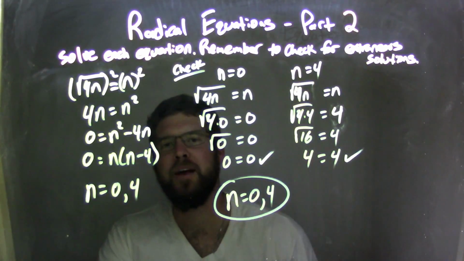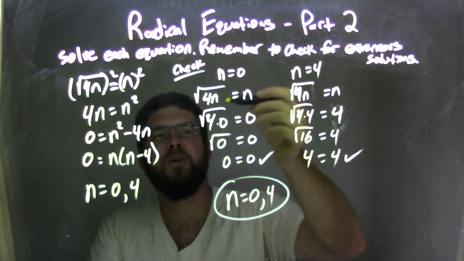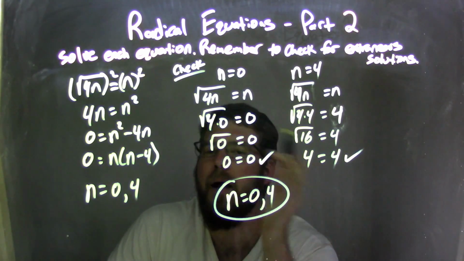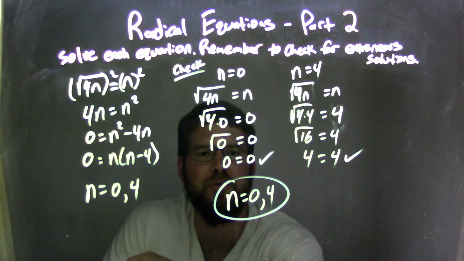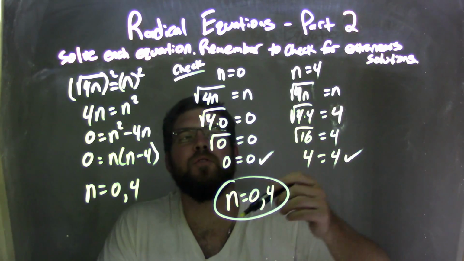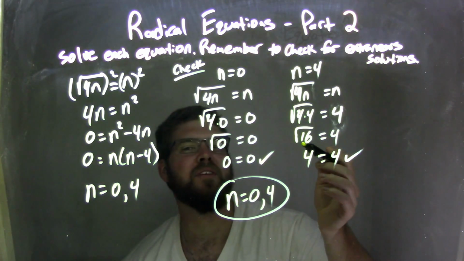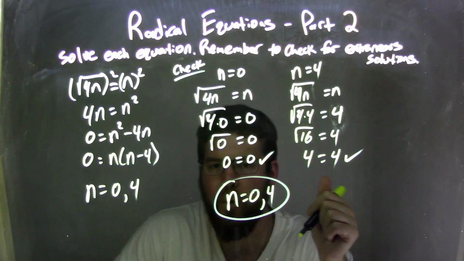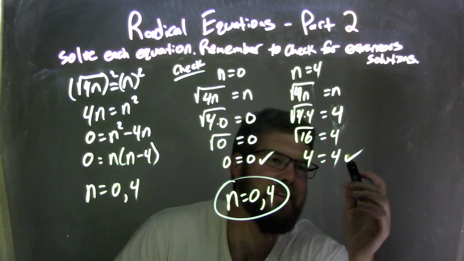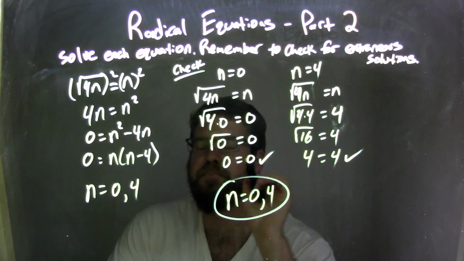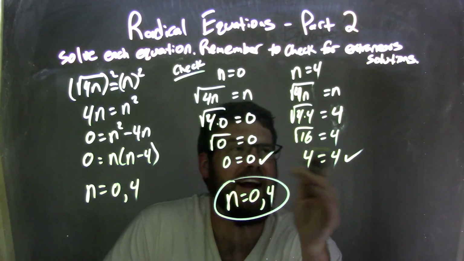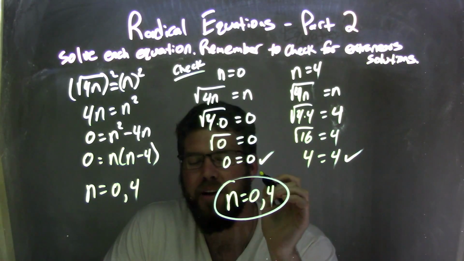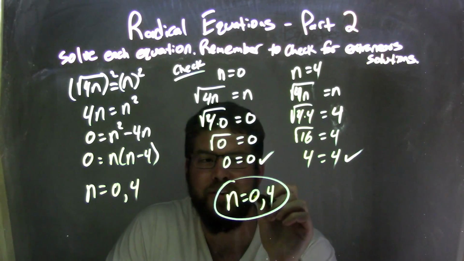I then had to check for extraneous solutions. So I put 0 into my original equation. When I simplified it, I got left side equals 0, right side equals 0. They're both equal. Fantastic, a true solution. I did the same thing with n equals 4. When I plugged it in, I ended up with the square root of 16, and the square root of 16 is 4. And so left was 4, right was 4. Both were the same. Put a little check mark next to it. So I confirmed that I had no extraneous solutions in this case, and my final answers are n equals 0 and positive 4.